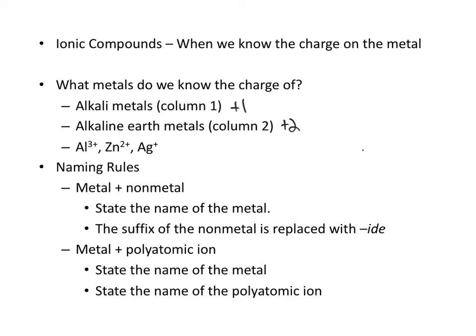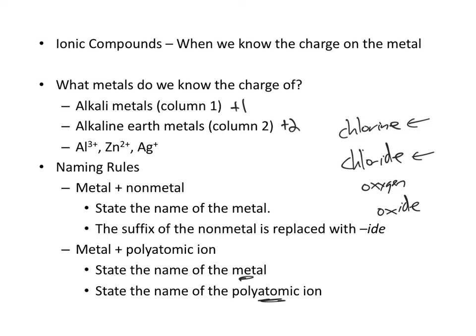IDE. So chlorine, for example, becomes chloride, or oxygen becomes oxide. And if we have a metal plus a polyatomic ion, then it's even easier. Just state the name of the metal and state the name of the polyatomic ion. You don't have to change the name of the polyatomic ion at all.